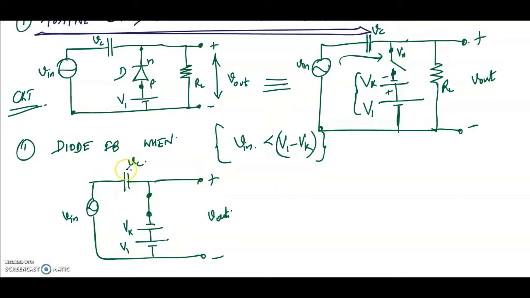The diode is forward biased. If the diode is forward biased, current will flow in this loop. In what direction will the current flow? Since Vin is less than V1 minus Vk, it is possibly in the negative half cycle.